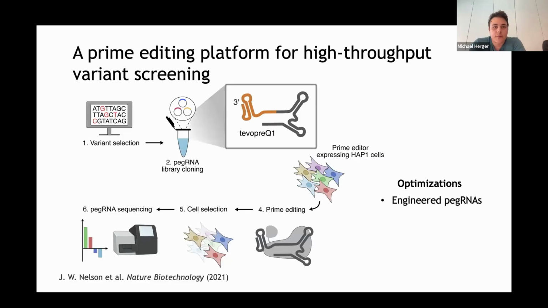Going into this, we anticipated that one of the biggest challenges in setting up a successful pooled prime editing platform would be achieving sufficient prime editing efficiency. So we implemented all possible prime editing optimizations to achieve sufficient efficiency for screening. The first step for this was using engineered pegRNAs, or ePegRNAs. These are pegRNAs with an additional 3' cap. We used TevoPreQ1. This both stabilizes the pegRNA as well as protects it against any nucleases.